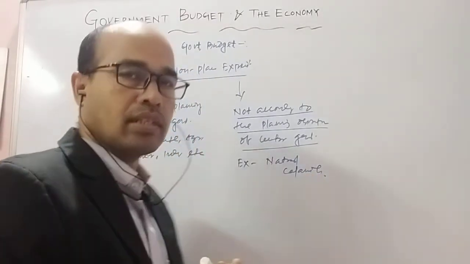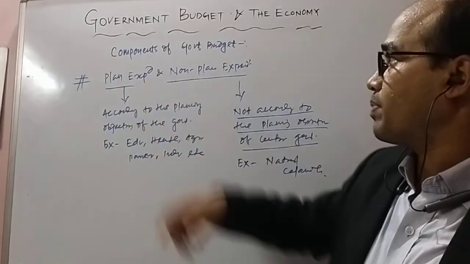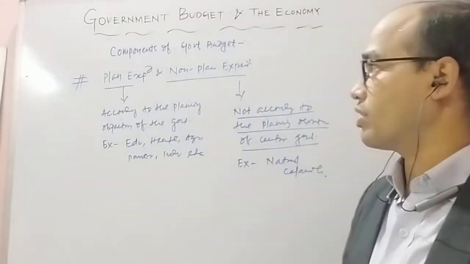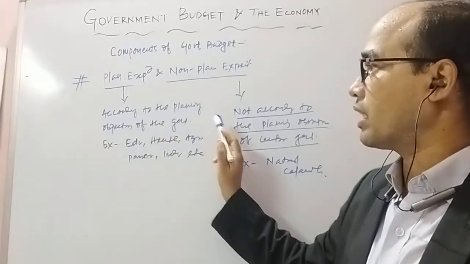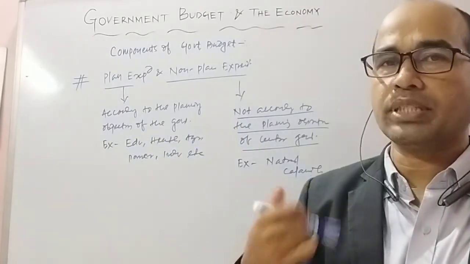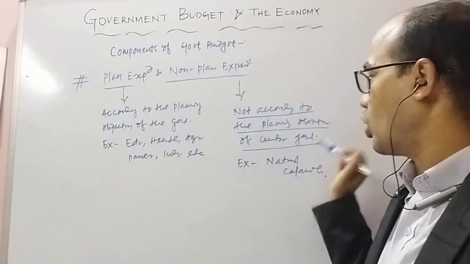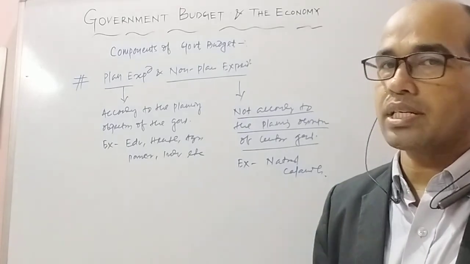Okay, are the students getting it? Okay, once again, one is called plan expenditure, another is called non-plan expenditure. According to the planning objective of the government: education, health, agriculture. That means the government of India in its budgetary policy made that plan. But here, the expenditure is not according to the planning objective of the central government.